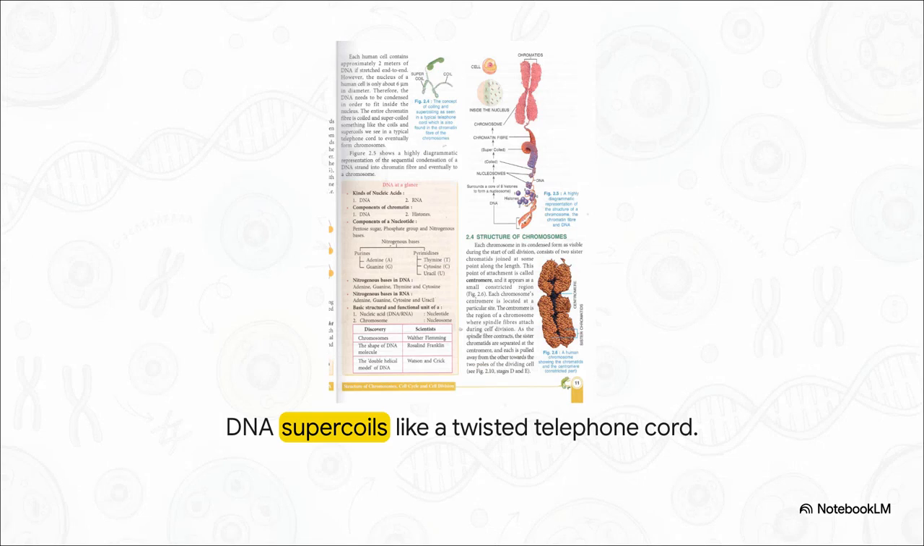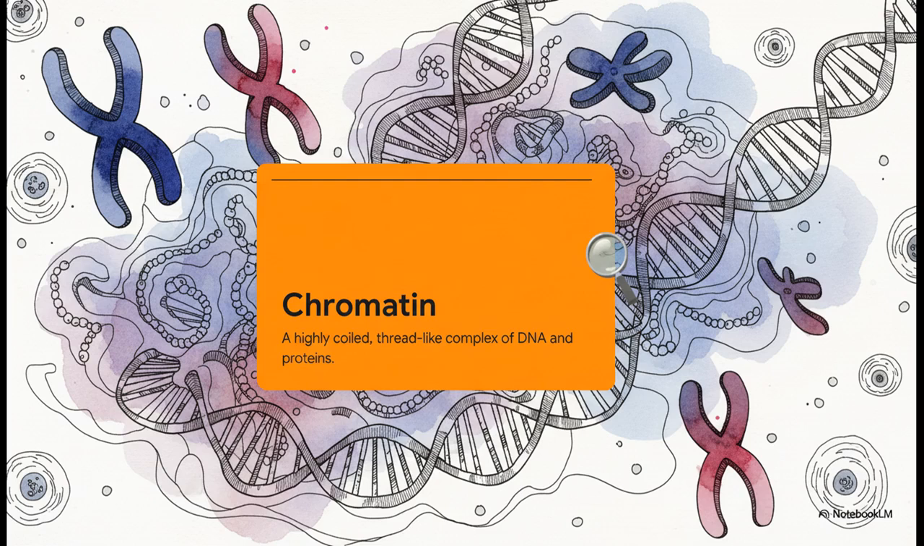But the body solves this packaging problem in just a totally brilliant way. It doesn't just shove the DNA in there randomly. The DNA strands actually wind around a core of 8 special proteins called histones. Then it loops, it coils, and then it supercoils over and over again. If you remember what an old twisted telephone cord looks like, it's exactly like that. This supercoiling condenses the massive DNA molecule so perfectly that it fits inside the nucleus without tangling up into a huge mess.